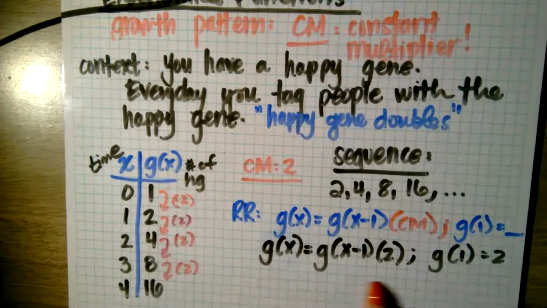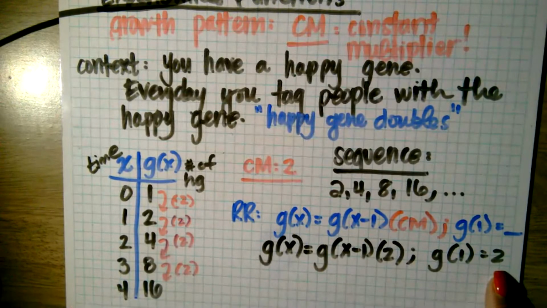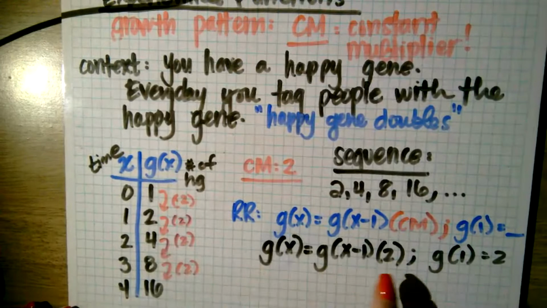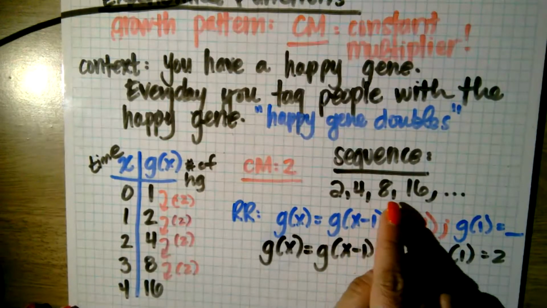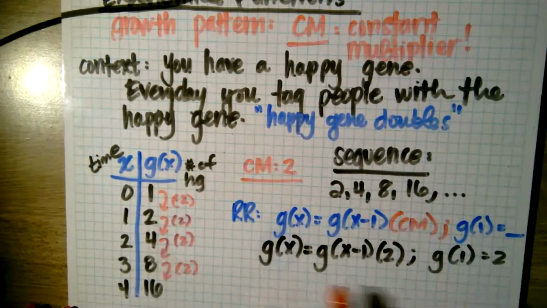This gives me the instruction manual to create the sequence. You start at 2 because that's the output that corresponds to input 1. And to get to the next output, you always multiply by 2. 2 times 2 is 4. Awesome. 4 times 2 is 8, right there. 8 times 2 is 16, and so forth. So this right here is my recursive rule.